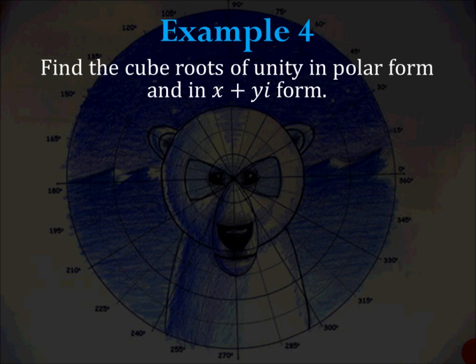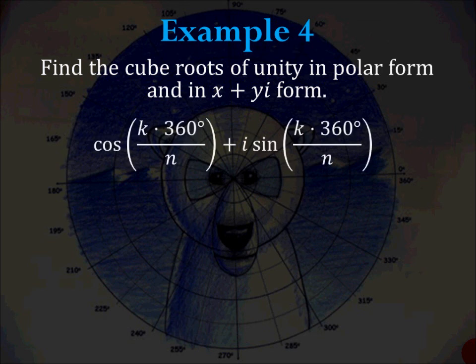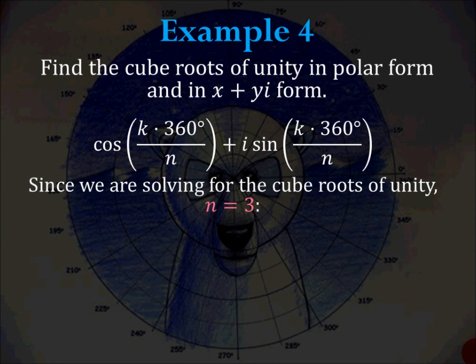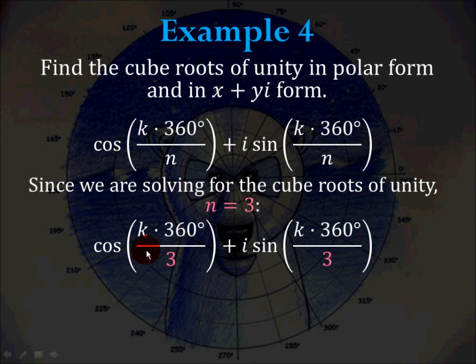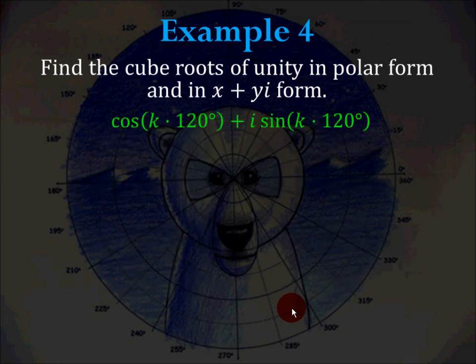Example 4. Find the cube roots of unity in polar form and x plus yi form. So in other words, what 3 numbers cubed give you 1? So here is our formula for the nth roots of unity. Since we're solving for the cube roots, we're going to use n equals 3. So we're going to have 3 possible values here. Cosine of k times 360 over 3 plus i sine k 360 over 3, which means cosine of k times 120 plus i sine k times 120. Now we're going to plug in values of k: 0, 1, and 2.